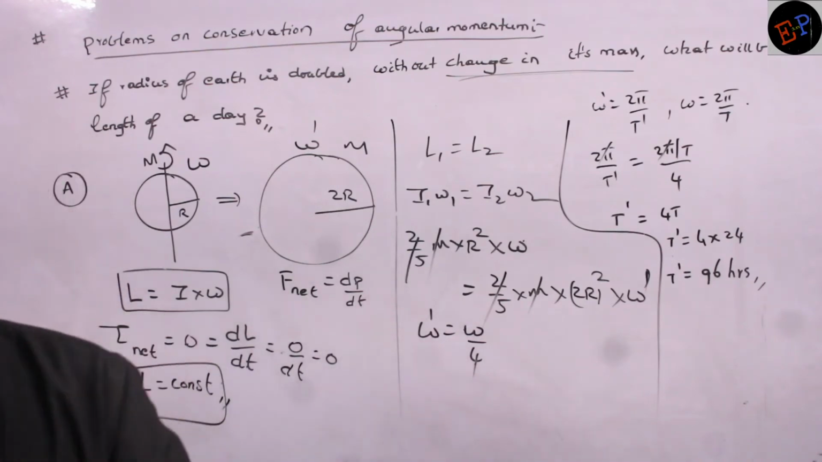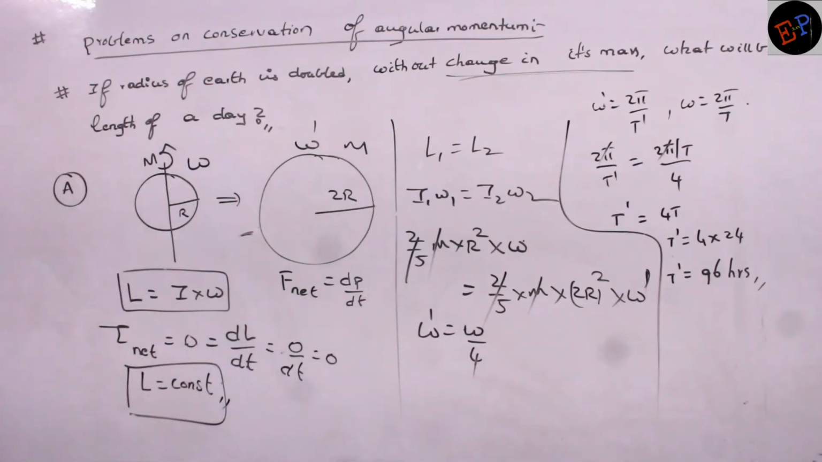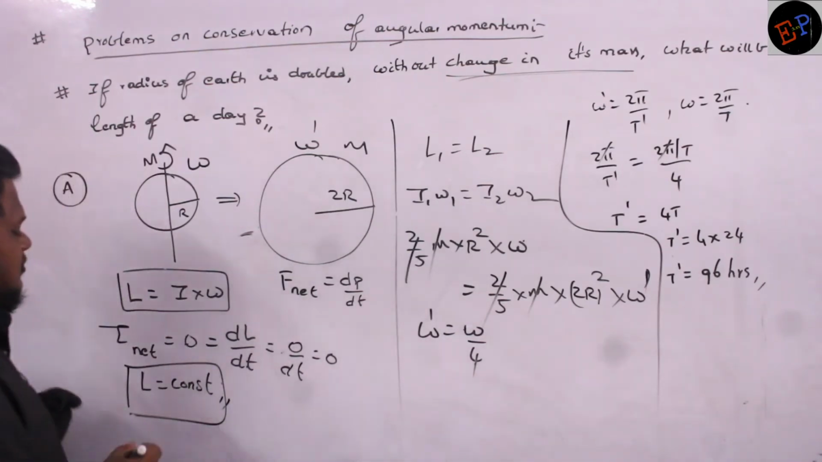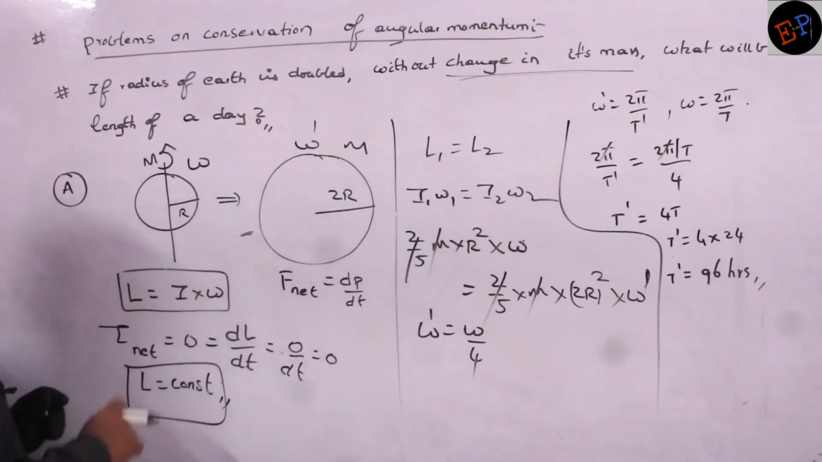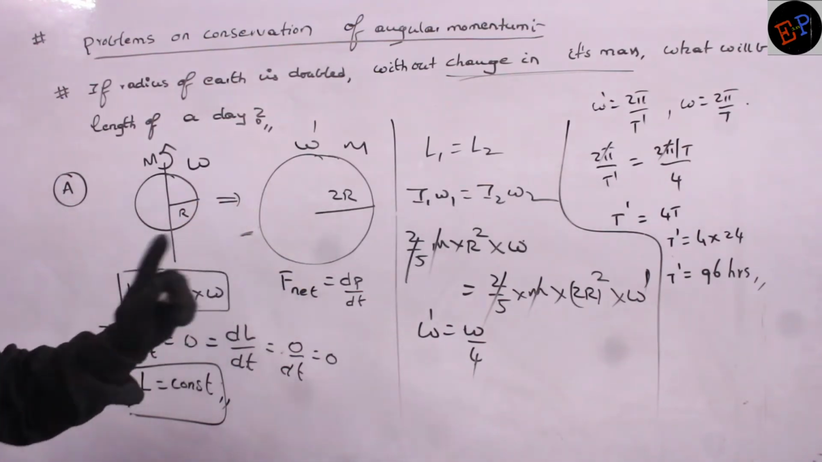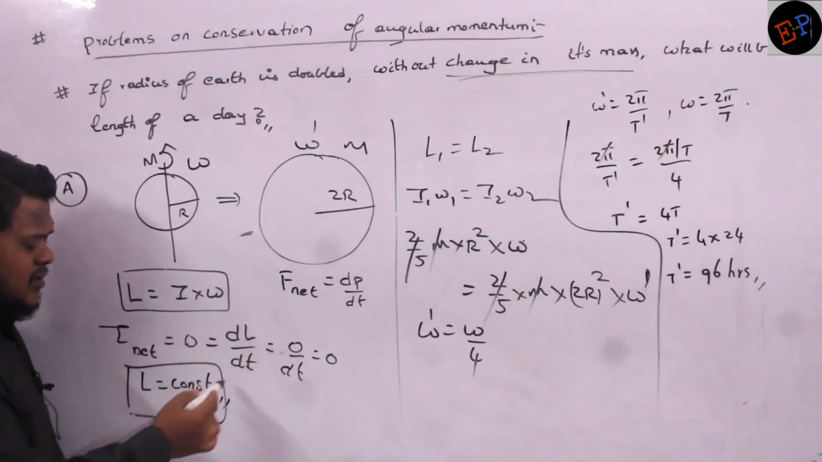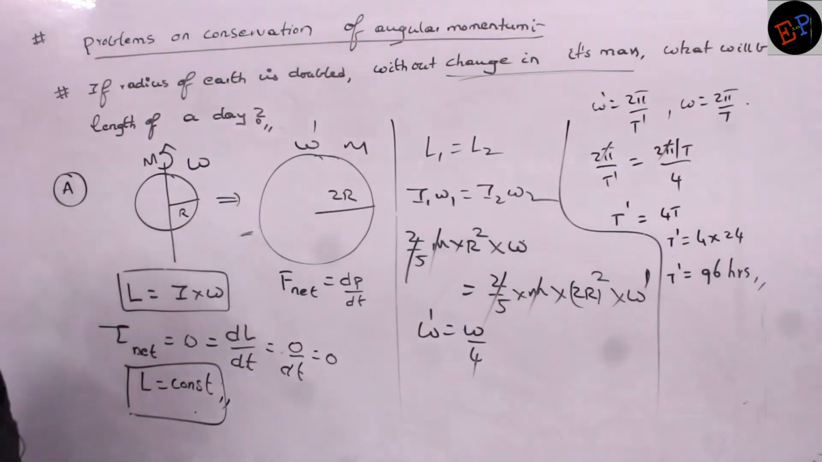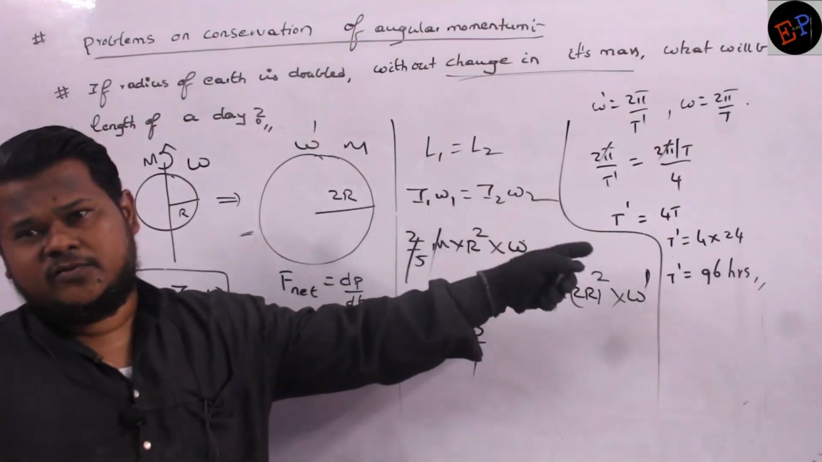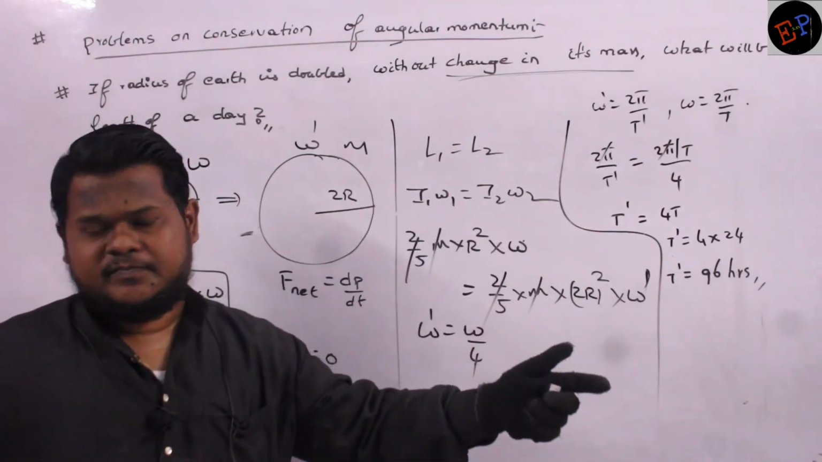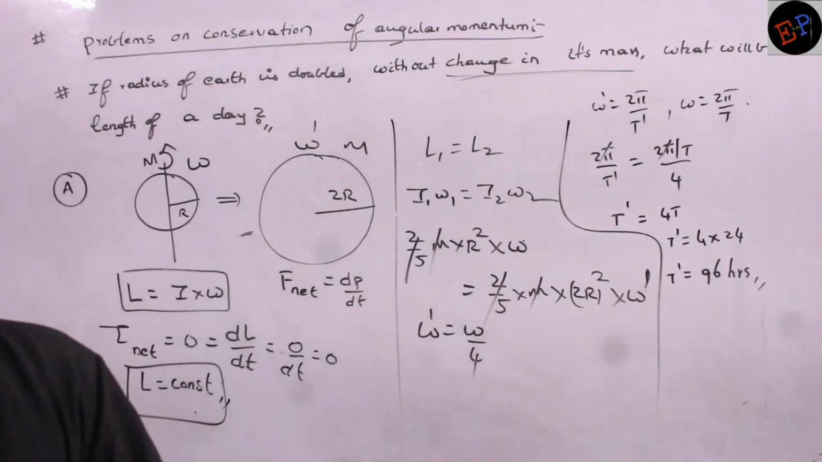Understood, how we have calculated? By using which concept have we done this? On this system, are we applying any torque? Torque may act. If torque is not acting, then angular momentum should be constant. So therefore I1 omega 1 and I2 omega 2 should be equal. That's all.